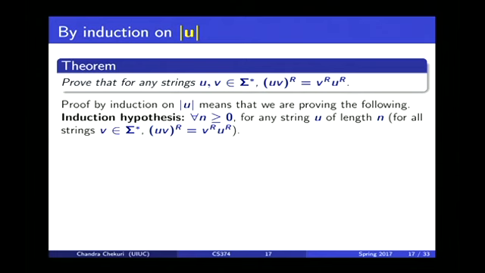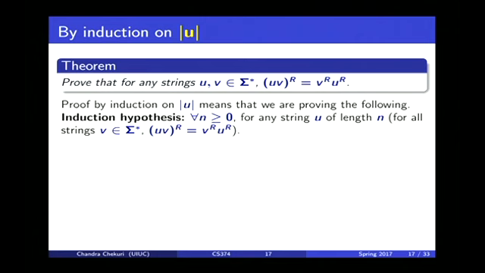Okay, what is P of n? Here is P of n. If you want to say proof by induction on the length of u, you're proving the following: for every n greater than or equal to 0, for any string u of length n, for all strings v in sigma star, (uv) reverse is equal to v reverse u reverse.